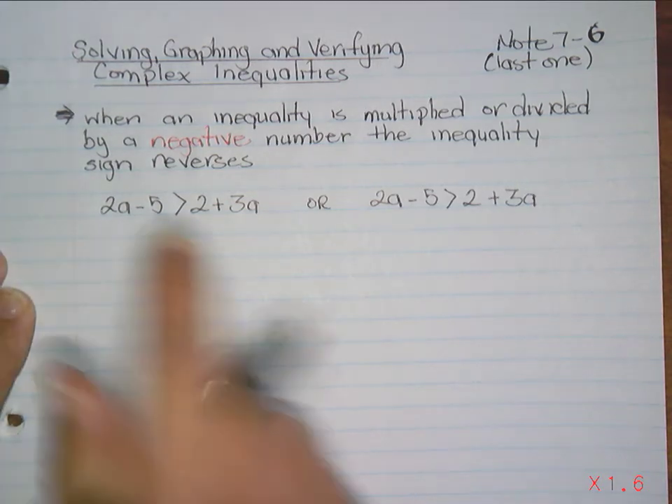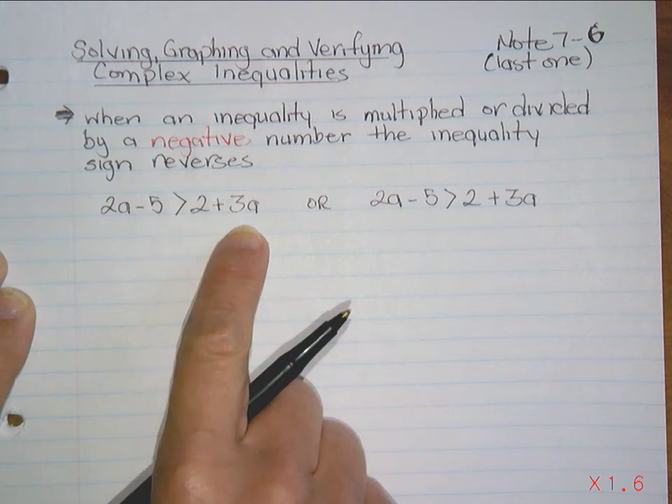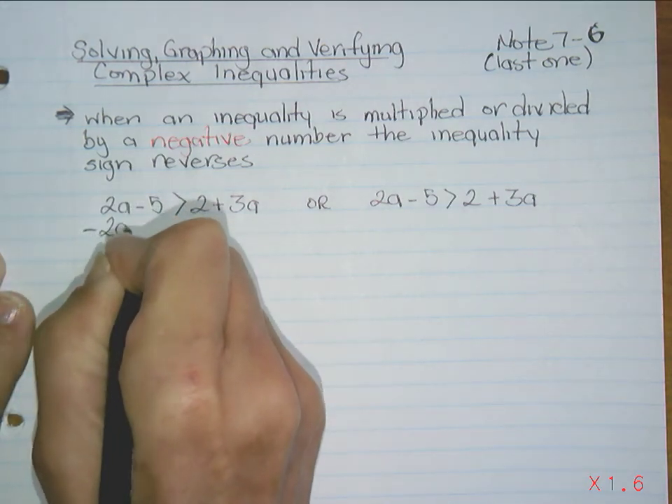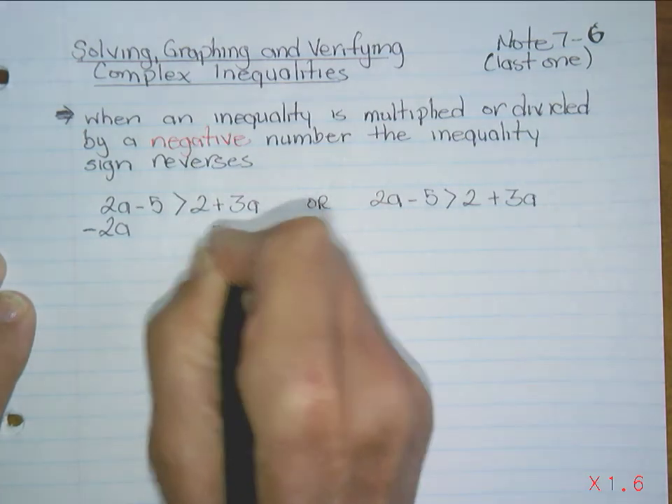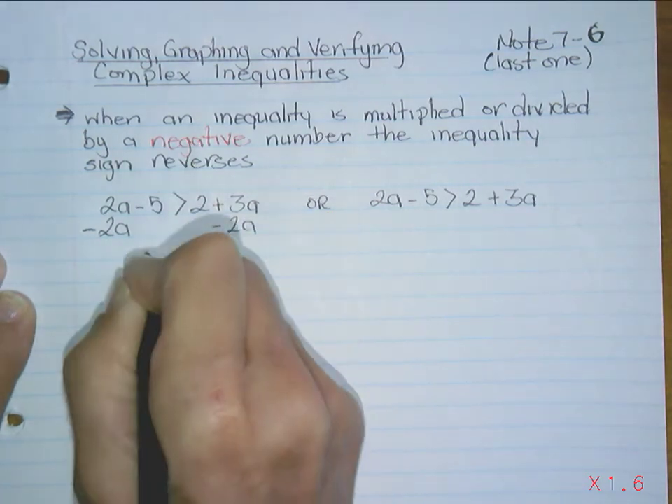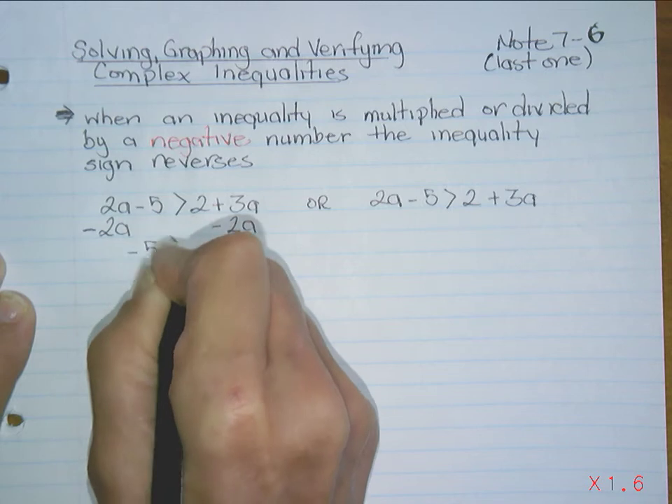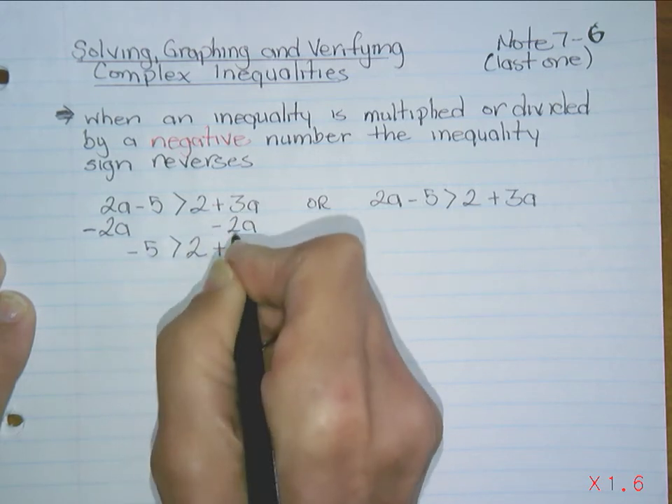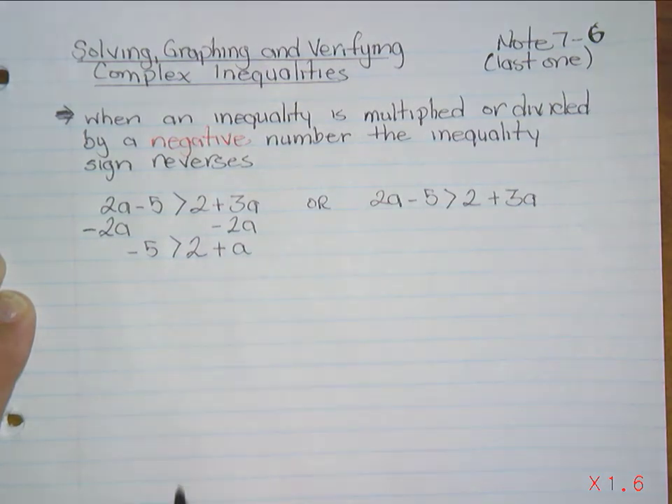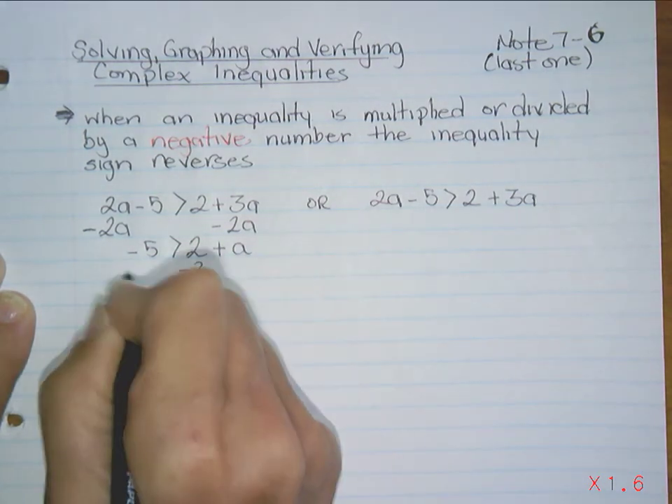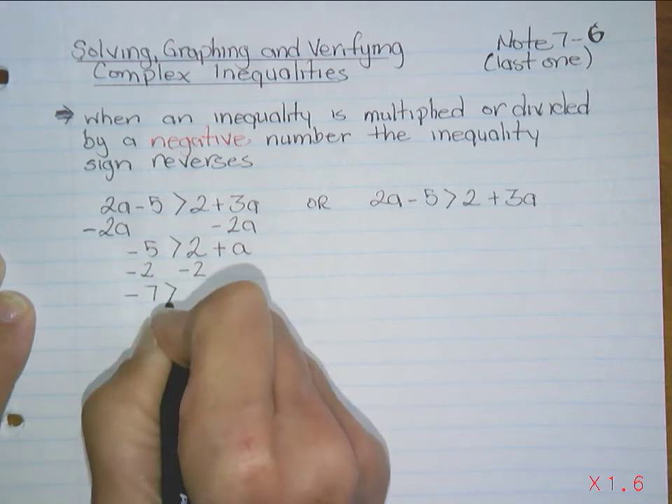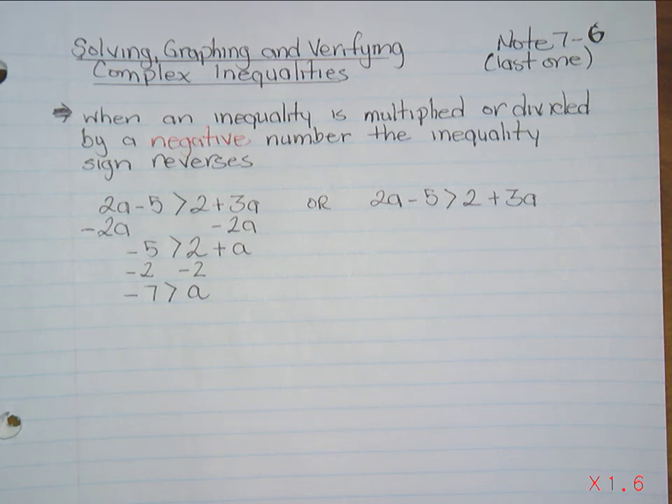Now in this case, I have 2a minus 5 is greater than 2 plus 3a. I'm going to move the 2a by subtracting 2a from both sides to get the variable on one side only. And that gives me 3 minus 2, just an a. I can subtract the 2 from both sides, and you've done lots of these types of solutions so far. And negative 7 is greater than a.